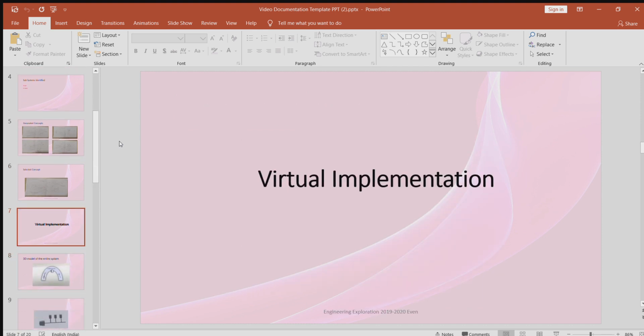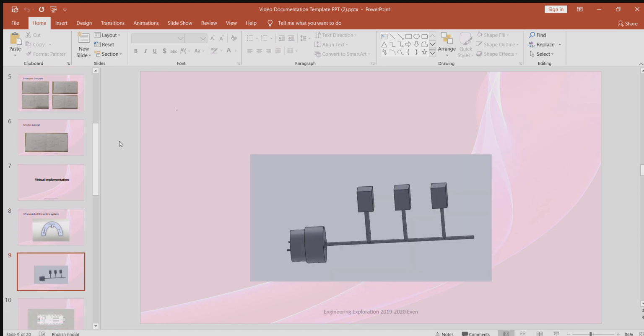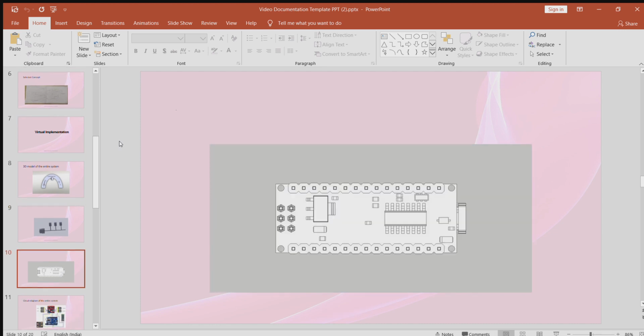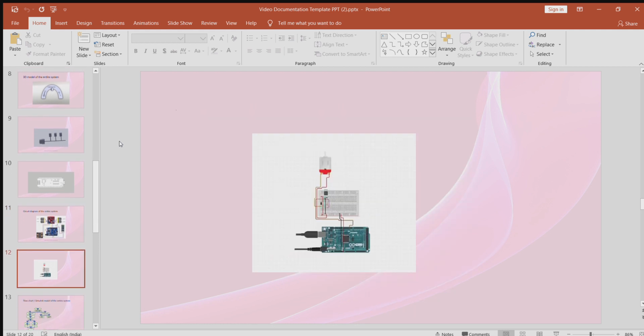Virtual implementation. The 3D model of the entire system goes by here. This is the 3D model for the obstacles. This is the 3D model of the car. This is the circuit diagram for the car, which consists of 4 motors, Arduino Nano, battery, Bluetooth module. This is the simple circuit diagram for the lane. It contains a DC motor, Arduino.